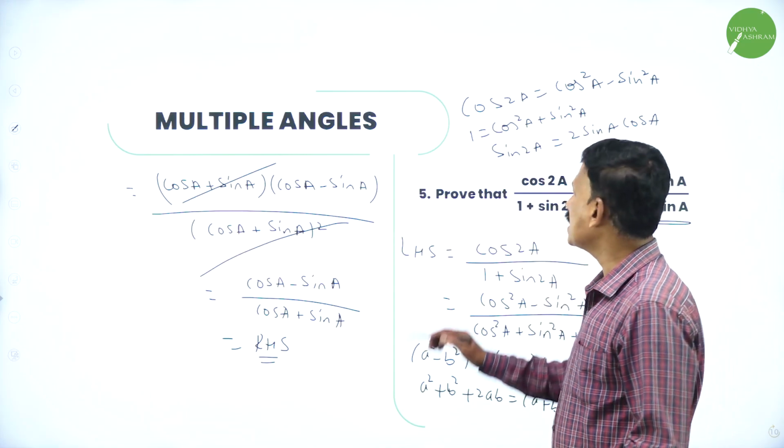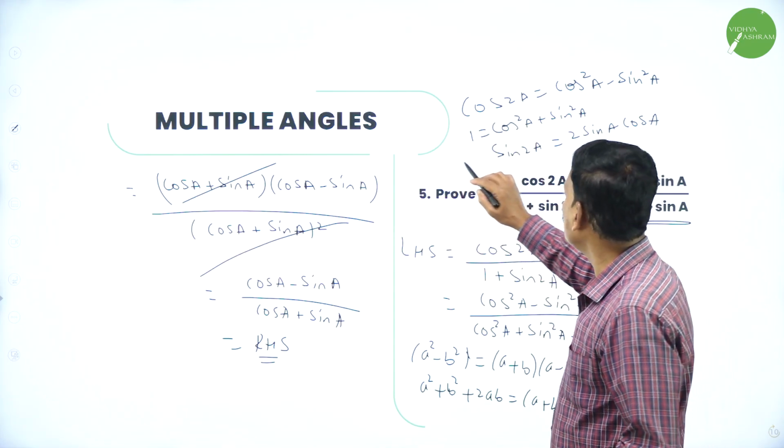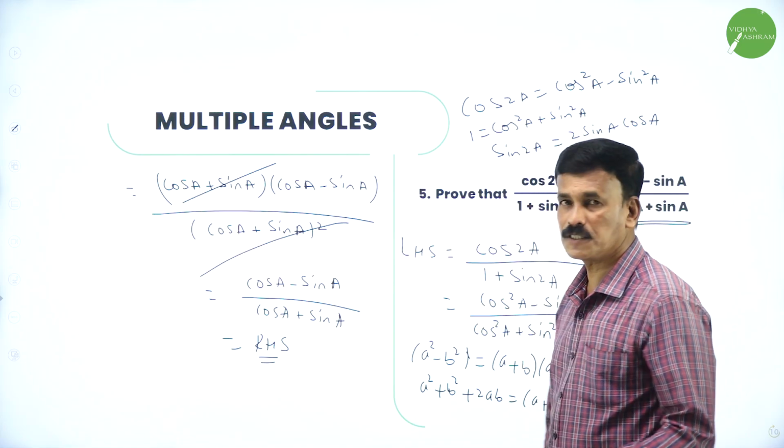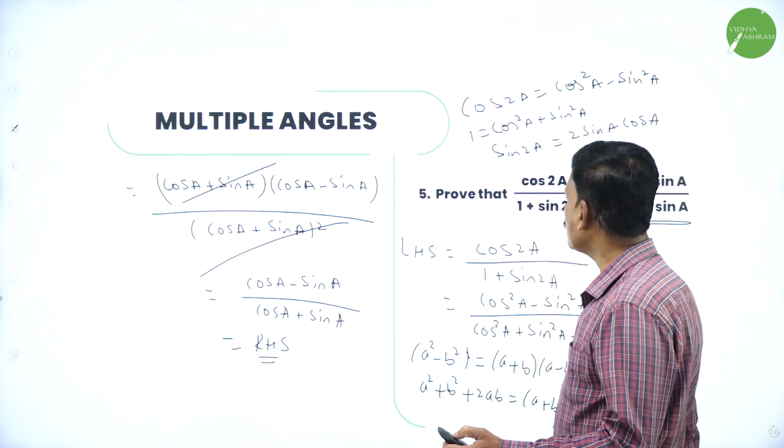Hope you follow. Just substitute the formulas for cos 2a, sin 2a, and one can also be written as cos square plus sin square, the identity. You will get the answer. Now move on to the next problem.